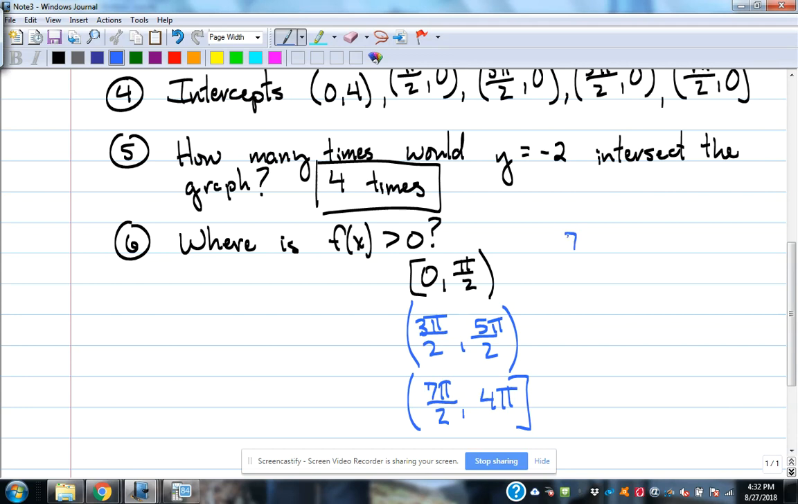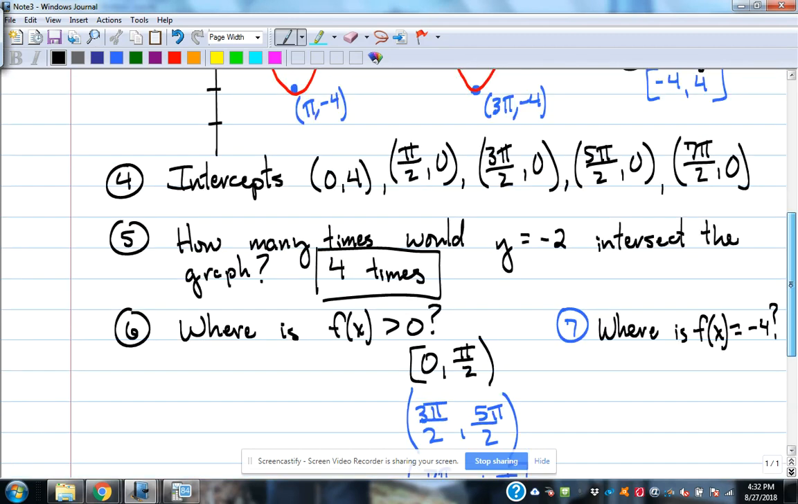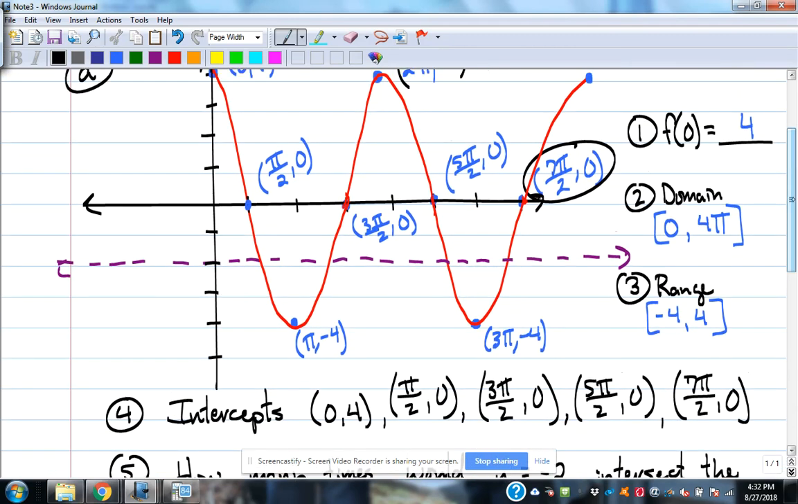All right. I said there were 7 questions. This is the 7th one. Where is f of x equal to negative 4? Where is f of x equal to negative 4? What's that mean? Where is y equal to negative 4? How many places does that happen? Twice. Right here, right here. Just list those x values. Pi and 3 pi.